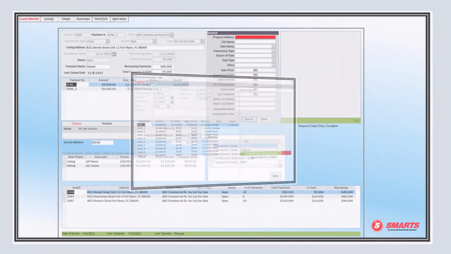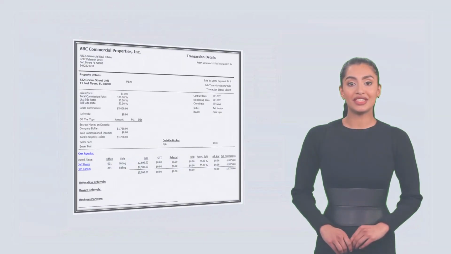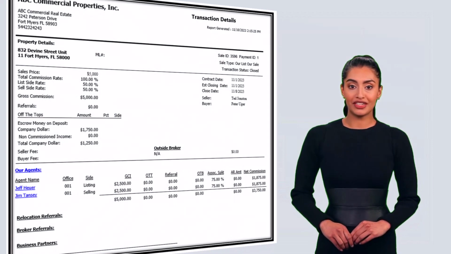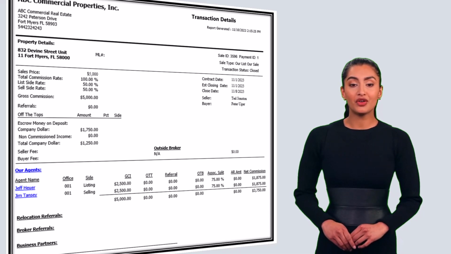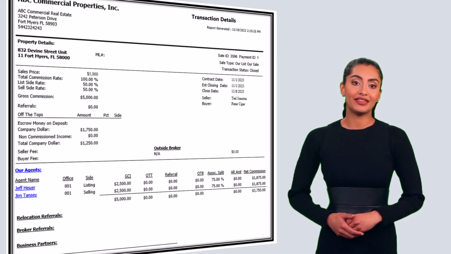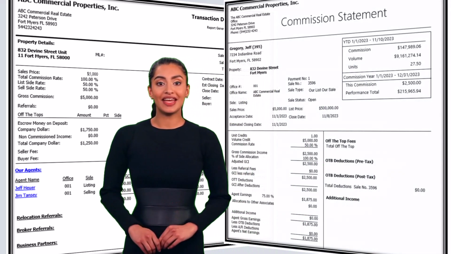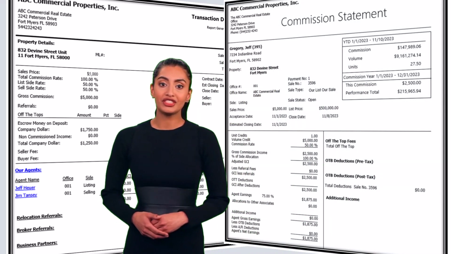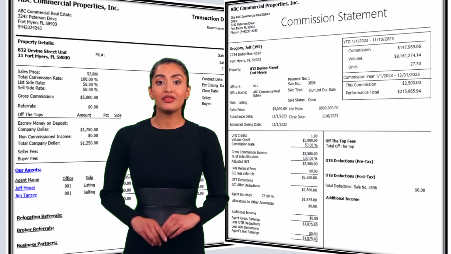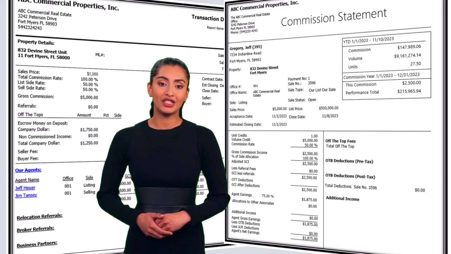As previously mentioned, SMARTS can produce a number of various reports to improve communications, workflow, and provide valuable business intelligence for the broker owner and their agents. This first report provides the transaction detail for a lease or rental transaction. The second report is an agent commission statement, often referred to as a CDA document. Each agent on the transaction will have this CDA produced for their review and approval.